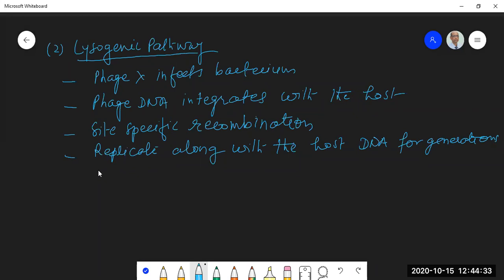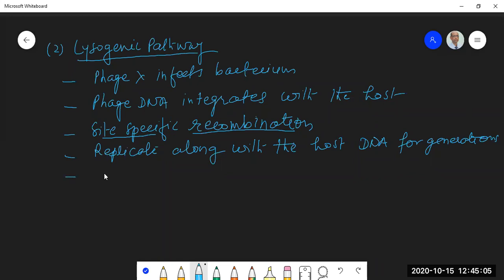So please understand, this is the second pathway, that is, the second survival option that is available to bacteriophage lambda. In this, what happens is that after the phage has infected the bacterium and the DNA has been inserted into the bacterial cell, it integrates with the host DNA by site-specific recombination. And after integration, it will replicate along with the host DNA for generations. It can remain there like this for generations.